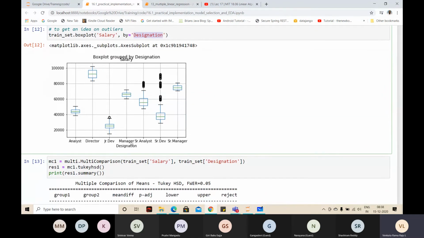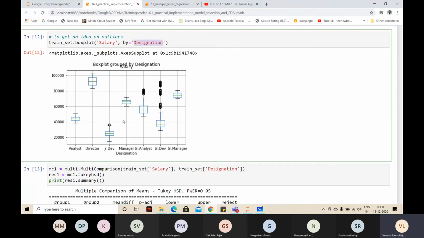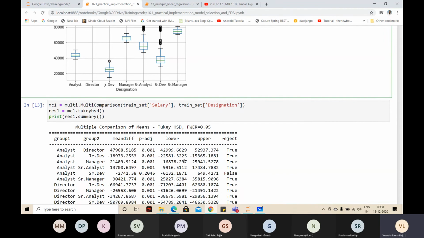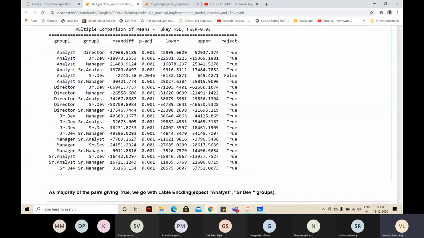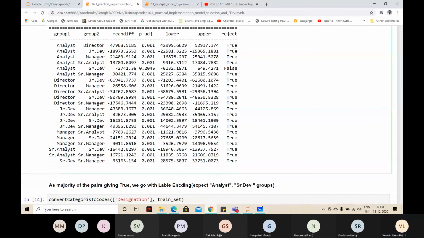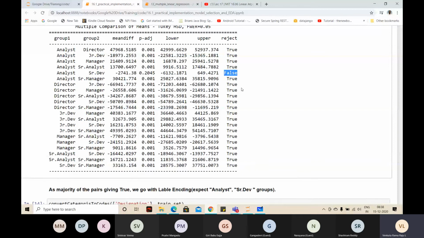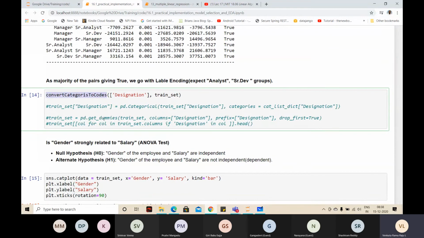By looking at these graphs, we can see there is a distinction between each designation's salary and the other designations' salary. So we can go with label encoding. Still, I did a multi comparison, the ANOVA test. Most of the five pairs said reject true, only one said reject false. One or two, maybe five, six, that doesn't matter. So we went to label encoding, converting categories to codes. That is label encoding.